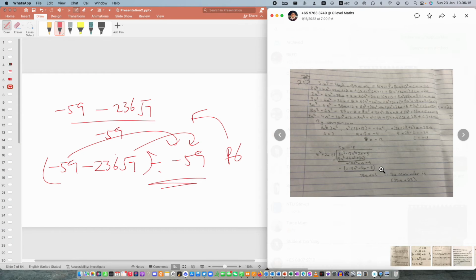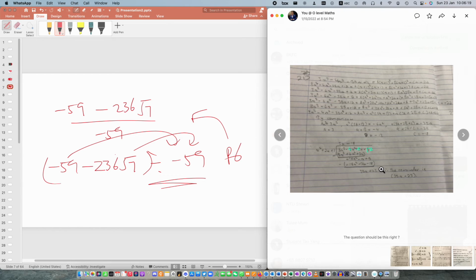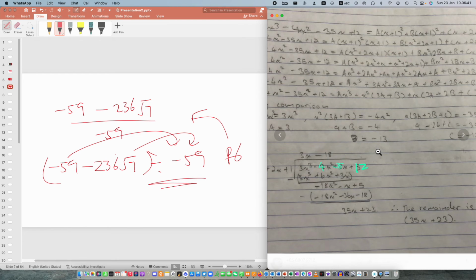So next will be this. Do you understand why you are wrong here or not? Because I thought you are supposed to use the 3x cubed minus this. Then how come your dividend is totally different from the question? Isn't it different from the question? Your question has 3x cubed minus 4x squared. Yours is not minus 4x squared.